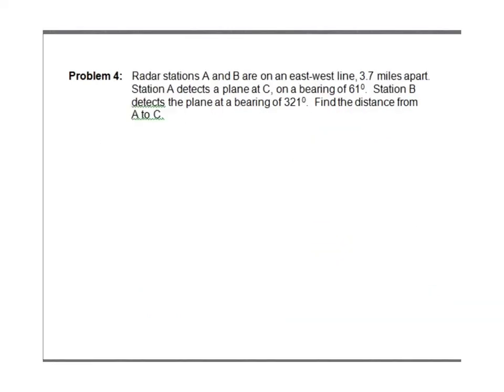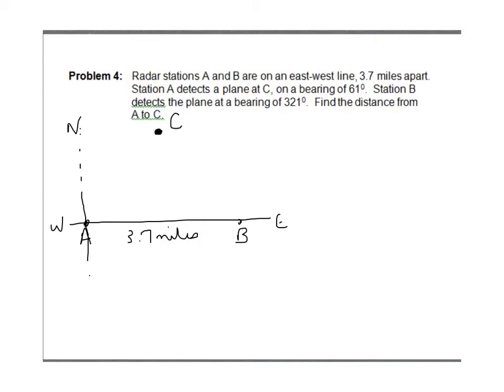Problem 4. Radar stations A and B are on an east-west line 3.7 miles apart. East-west line, this way, A and B, and they are 3.7 miles apart. A detects a plane at C on a bearing of 61 degrees. So there's a plane at C on a bearing of 61 degrees at A. So here's north, 61 degrees from here to here, okay.